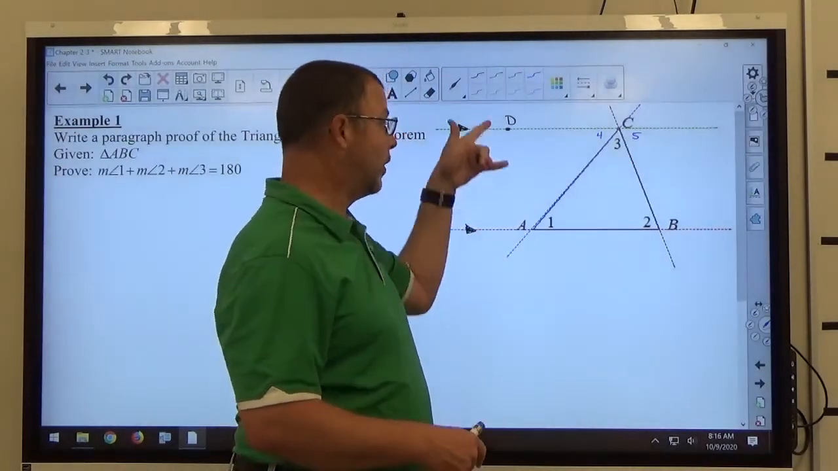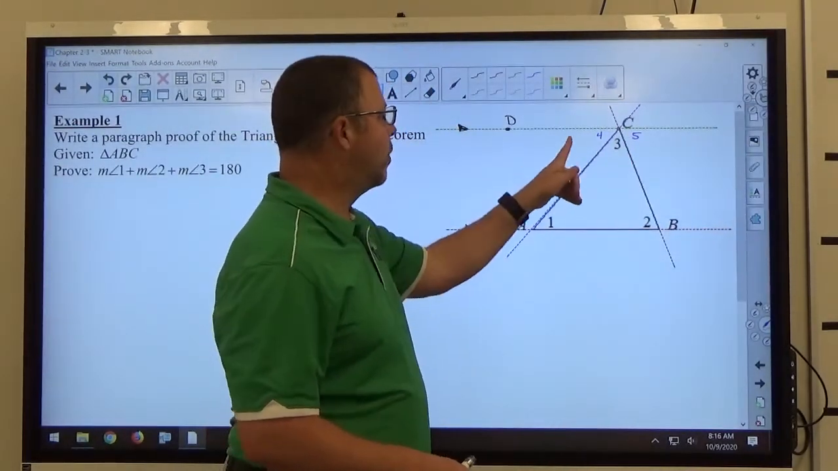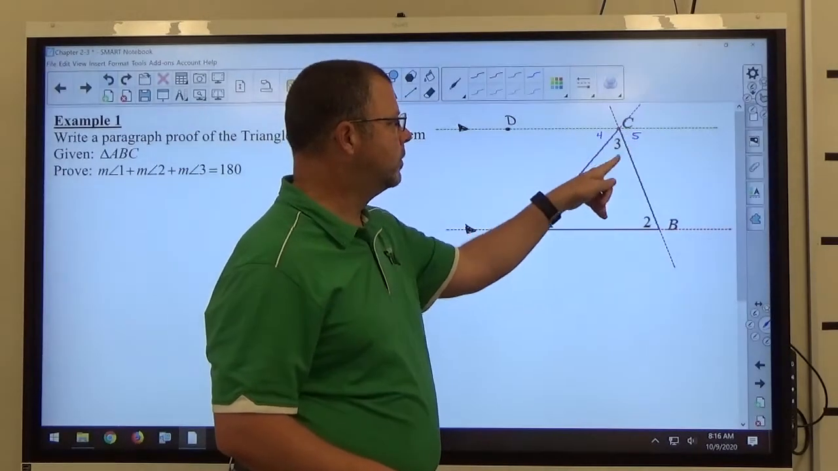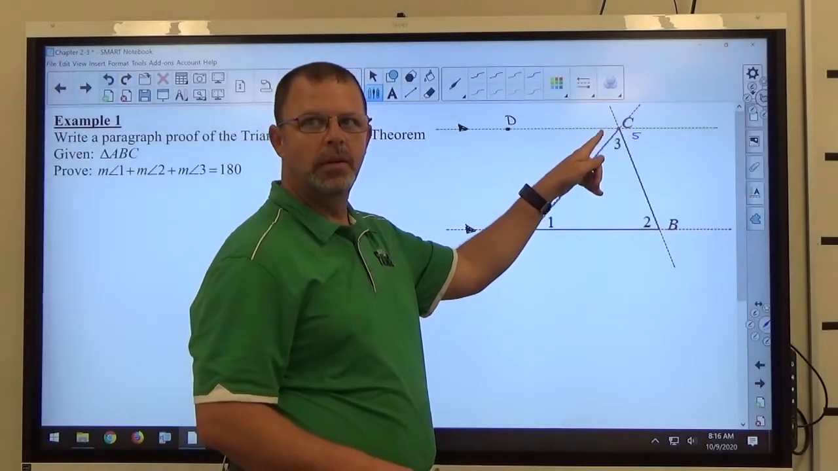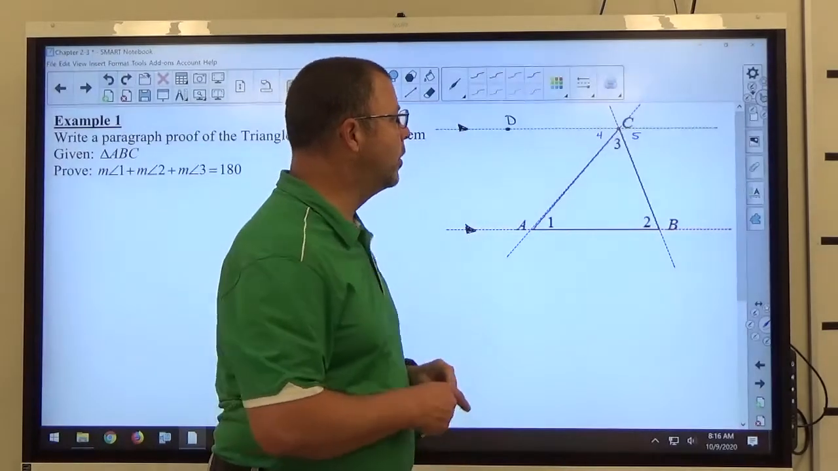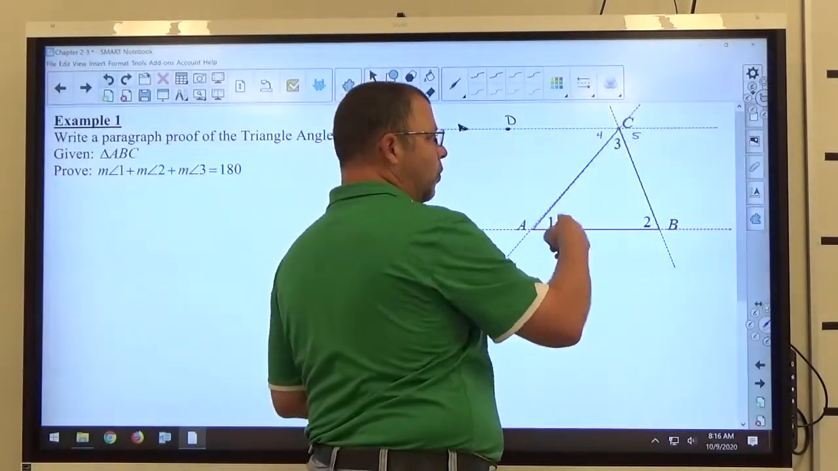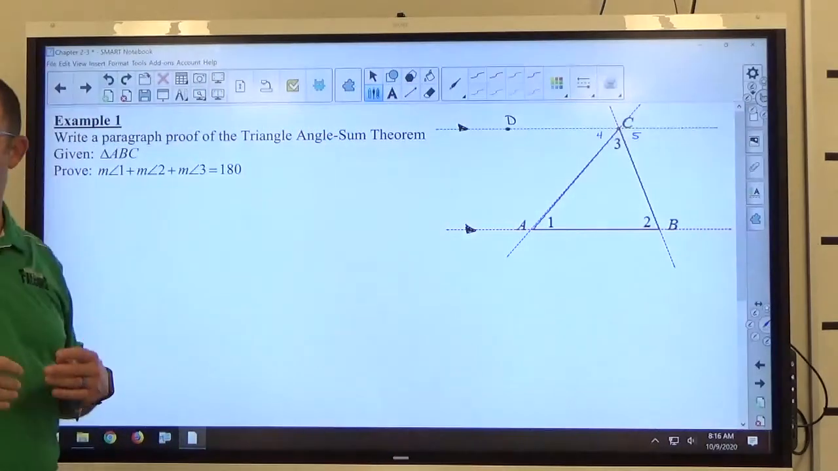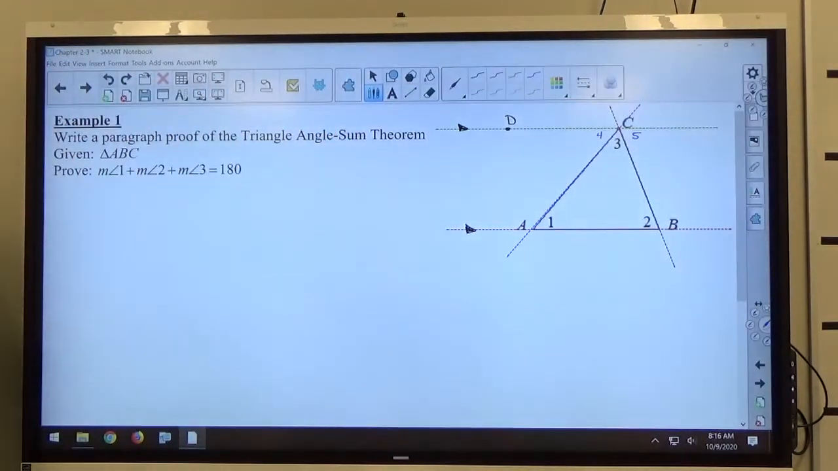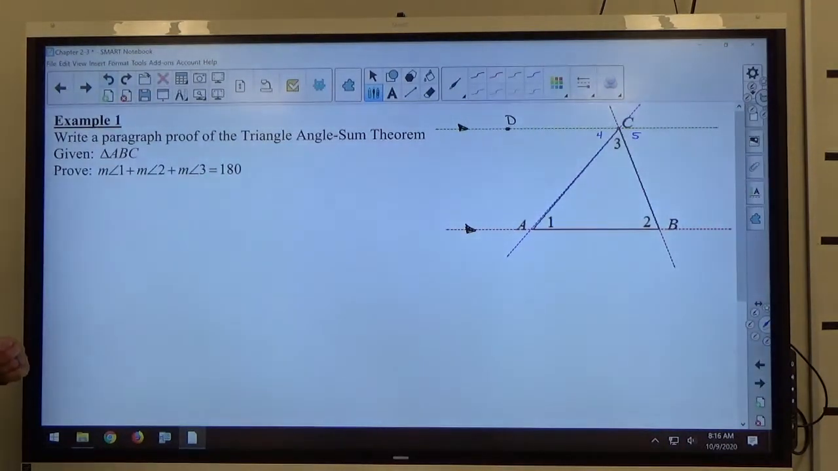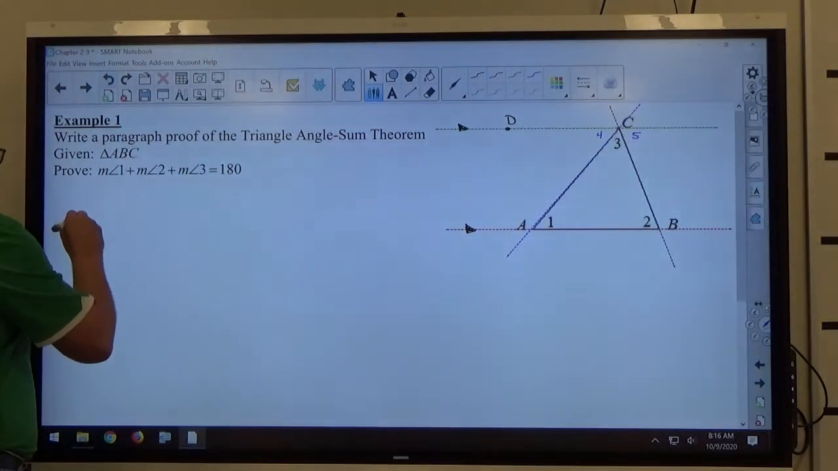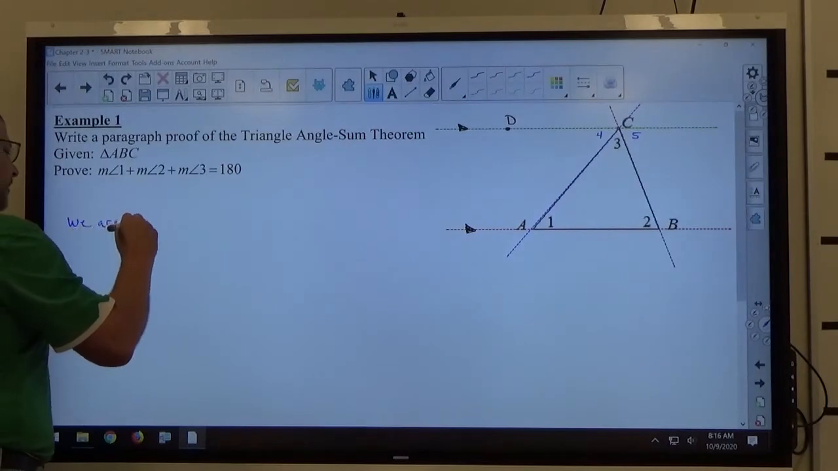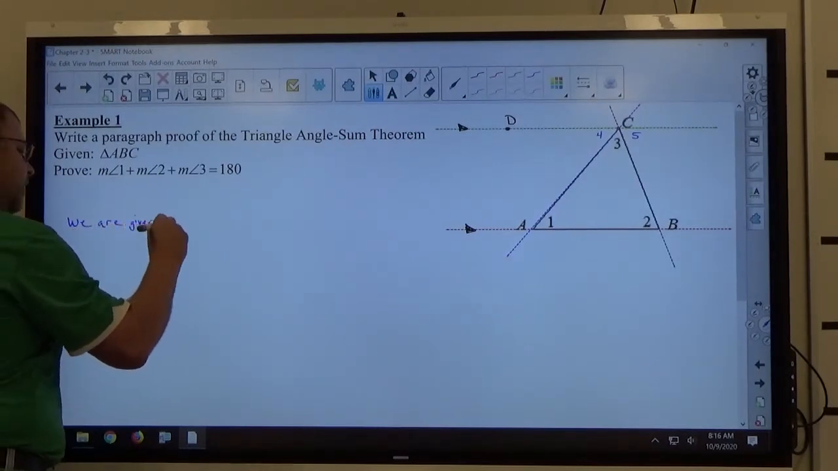So they're congruent because the lines are parallel. I know 3, 4, and 5 add up to what? 180. Because? A straight line has 180 degrees in it. And I know 4 equals 1 and 5 equals 2, so then 1, 2, and 3 make 180. So there's my proof thought out. Now I just got to put it to paper, or to board in this case. So here we are, given triangle ABC.